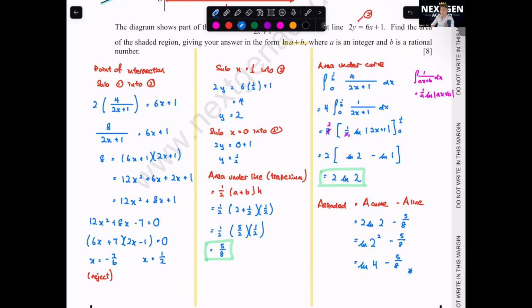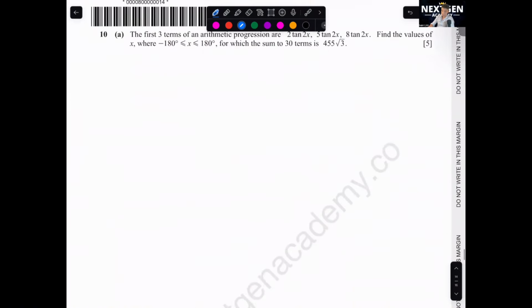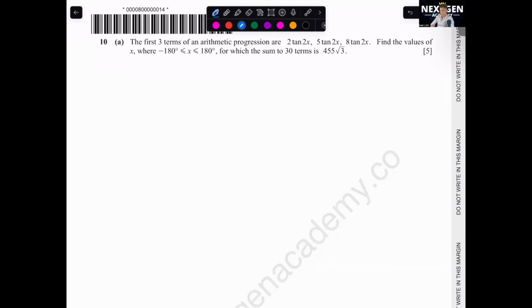Number 10 is the one that is a little bit hard, especially 10B. Let's look at the question. Question 10A: the first three terms of an arithmetic progression. They give you these values.